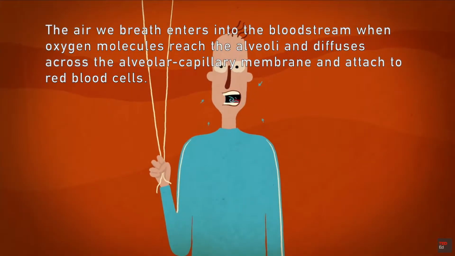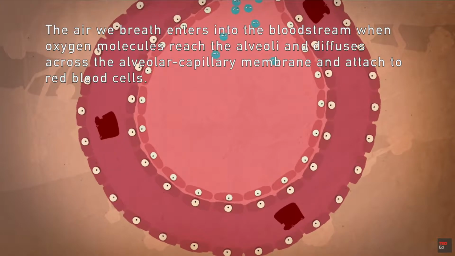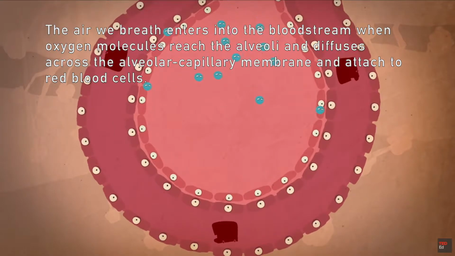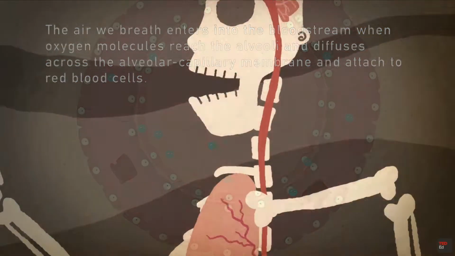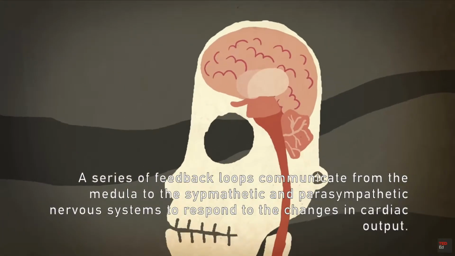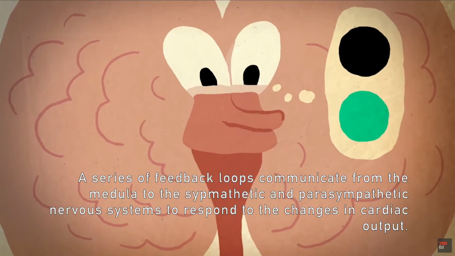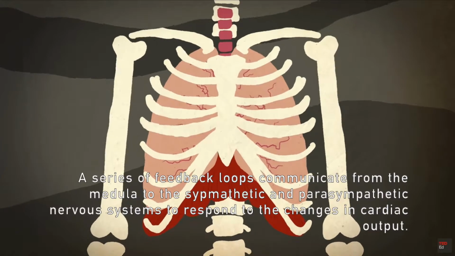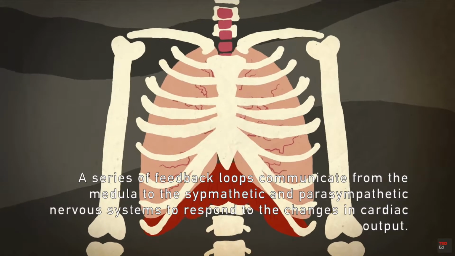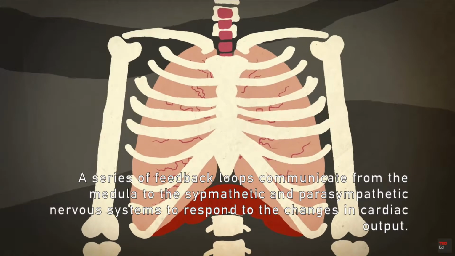The air we breathe enters into the bloodstream when oxygen molecules reach the alveoli and diffuse across the alveolar capillary membrane and attach to red blood cells. A series of feedback loops communicate from the medulla to the sympathetic and parasympathetic nervous systems to respond to the changes in cardiac output. These tell the heart to pump faster or for the vasculature to constrict.